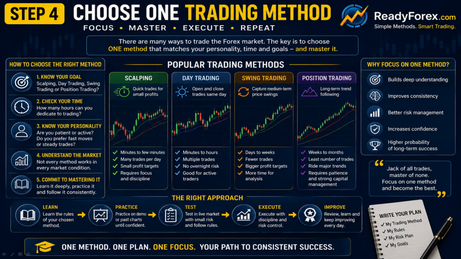Step number four, choose one trading method. You need to find a trading method that makes sense to you and learn it properly. Do not jump from one strategy to another every few days. That is one of the biggest mistakes beginners make. They watch one YouTube video, they learn one trading strategy, they lose a few trades, then they search for another trading strategy, and the cycle continues. Instead, choose one trading method and spend enough time learning it.